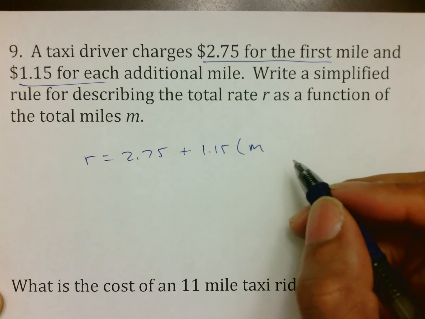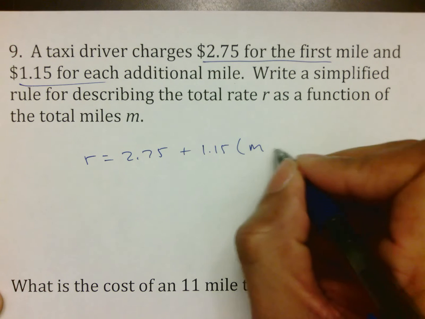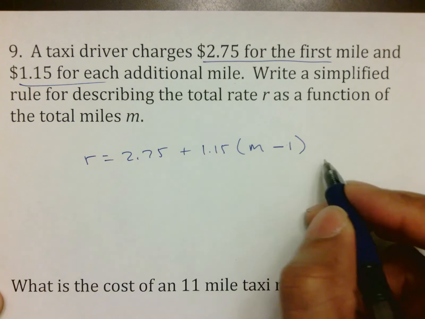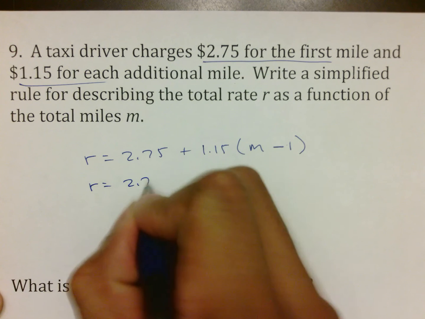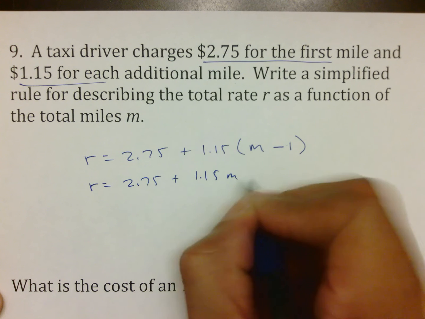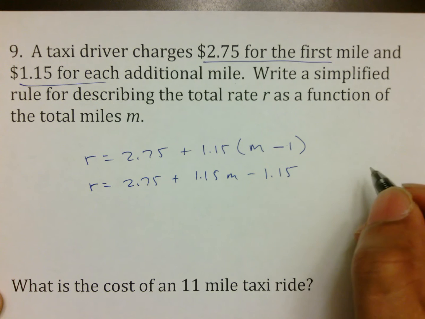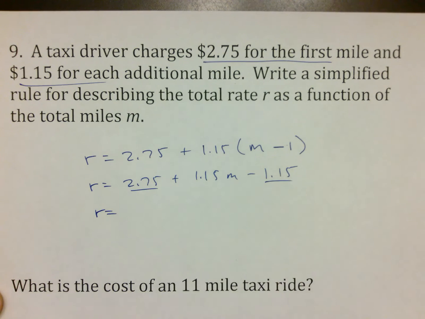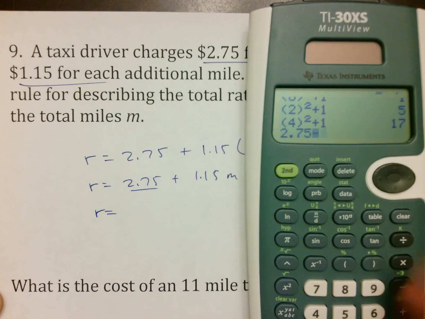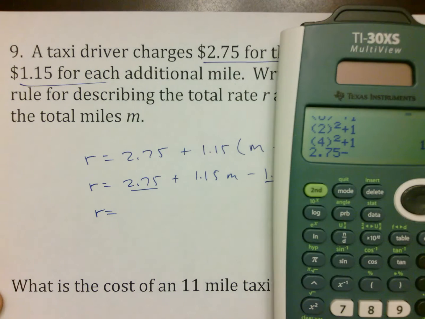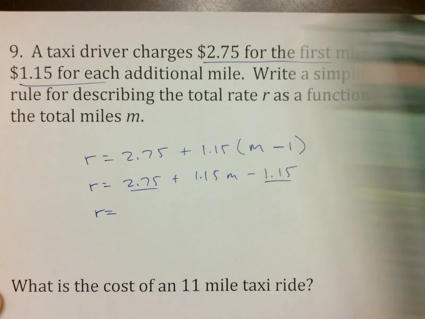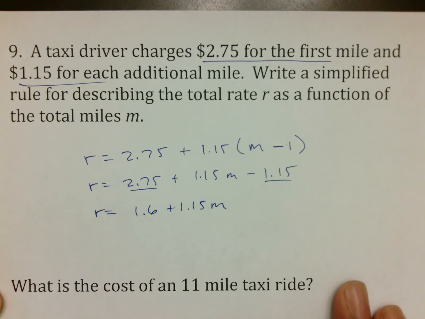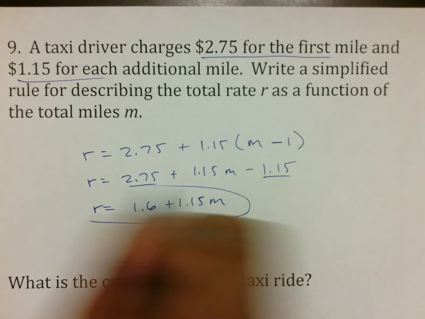And it's not m though, because the first mile is free, and so what you're supposed to do is m minus 1. But that is not your formula. That is not your function. Your function is r equals 2.75 plus 1.15 m minus 1.15, which is still not your function, because you now have two constants that can be put together. So your function is whatever 2.75 minus 1.15 is, which is 1.6. And that is it. This is the function I am looking for.